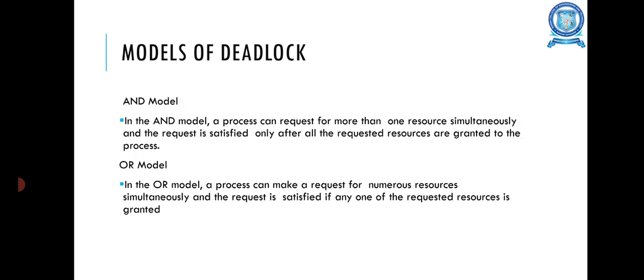The second model is the AND model. In the AND model, a process can request more than one resource simultaneously, and the request is satisfied only after all the requested resources are granted to the process. Next is the OR model. In the OR model, a process can make a request for numerous resources simultaneously, and the request is satisfied if any one of the requested resources is granted.